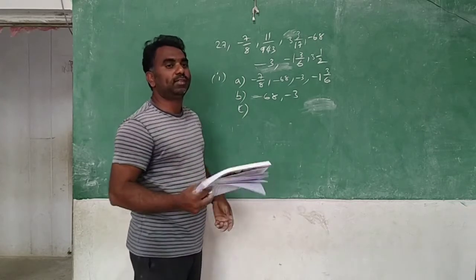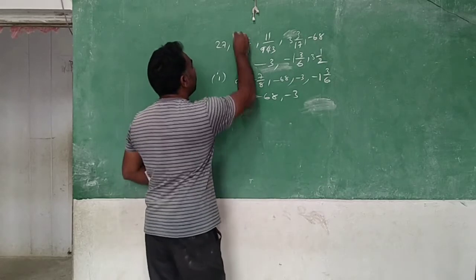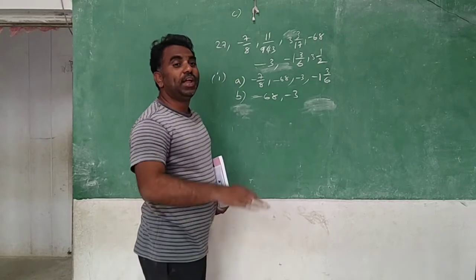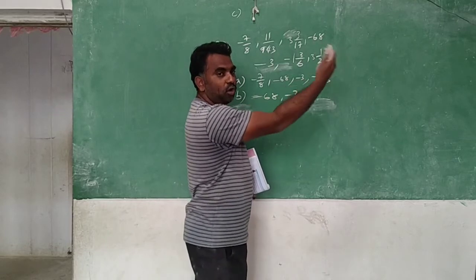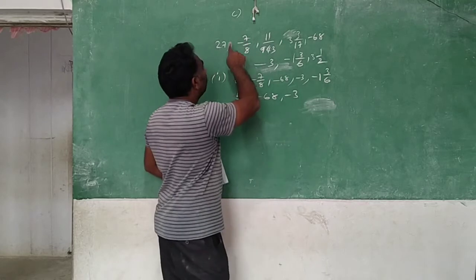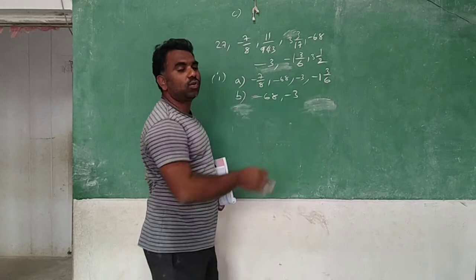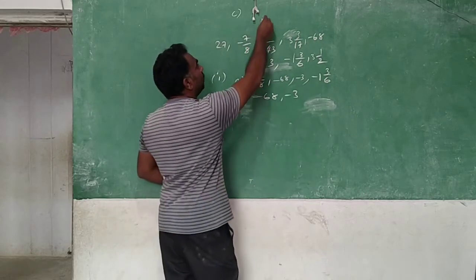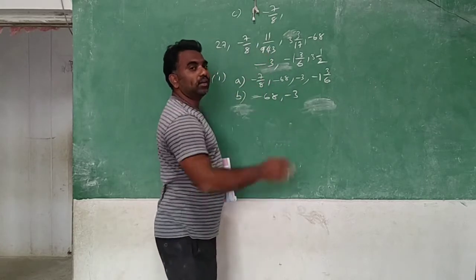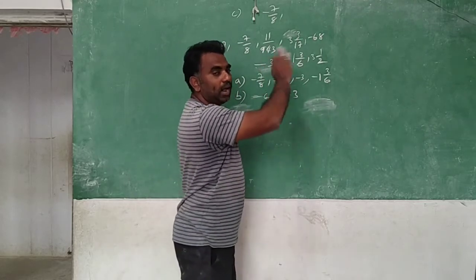Question number C is, which are left of 4? Left of 4 means 4 before: 3, 2, 1. All of this will come. 27 is right of 4, so that's why you can't take it. Negative numbers are already left of 4. A proper fraction between 0 and 1 is left of 4 only, not more than 4.